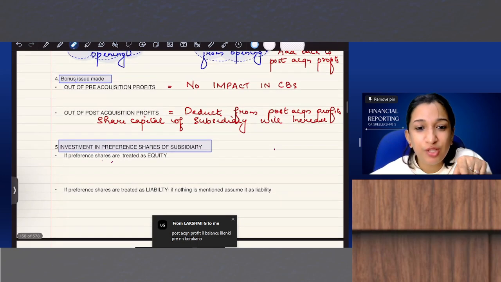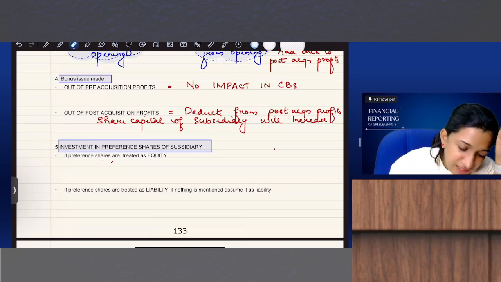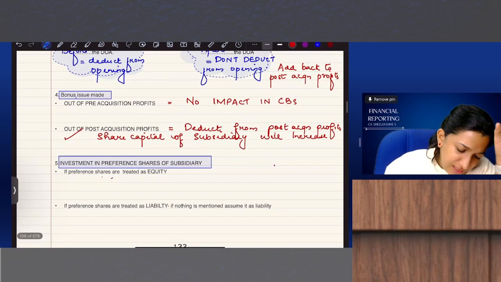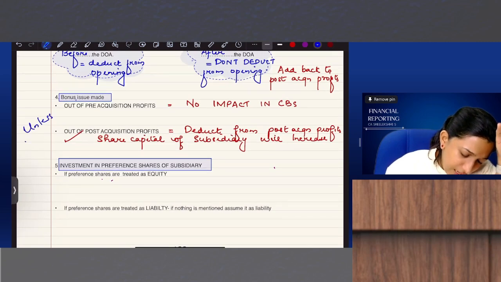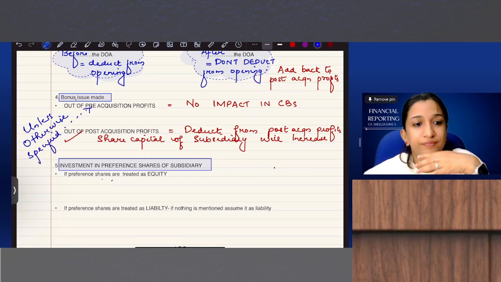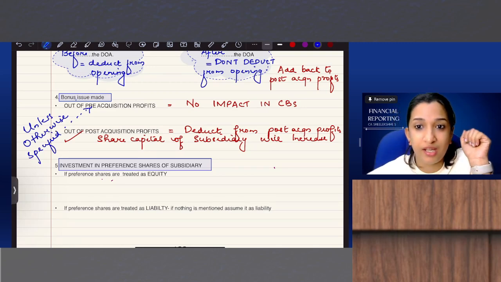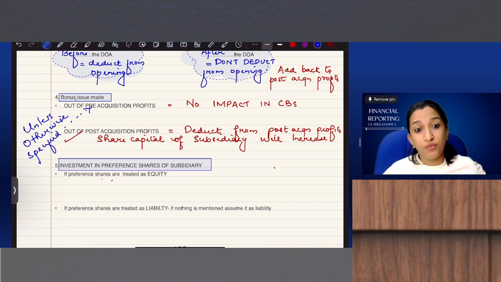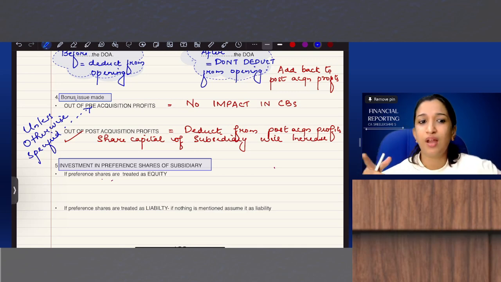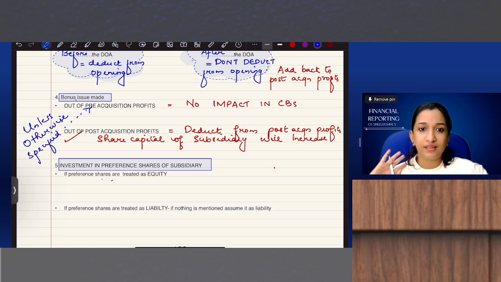If the question says post-acquisition profits, then post-acquisition profits will have a balance, right? Unless otherwise specified, such an adjustment is rare. Unless otherwise specified, bonus issue is always out of pre-acquisition profits, and that is correct also. Current year bonus issue, you cannot make out of current year profits, when the company goes for a bonus issue, they have accumulated profits. So what is technically, practically correct is taking from pre. In case you get a question out of post, deduct it from post. That's it.